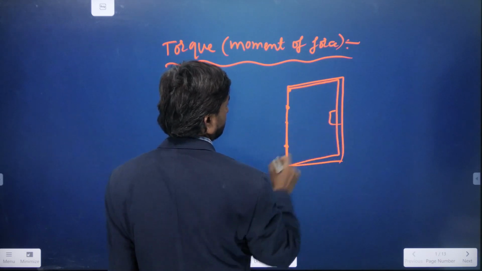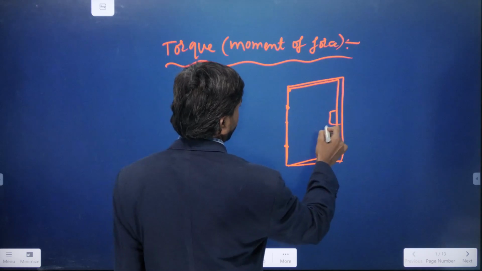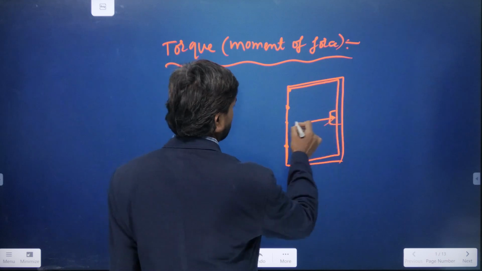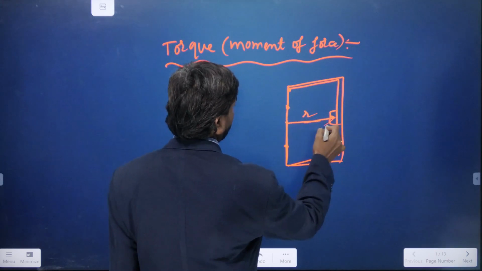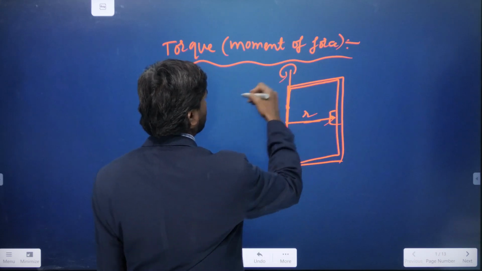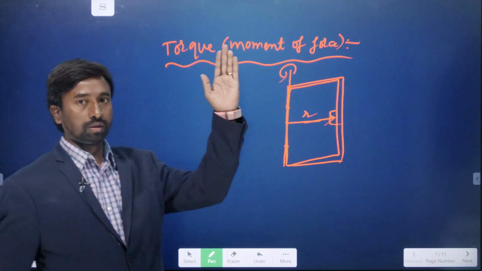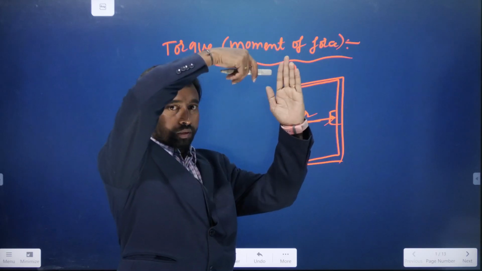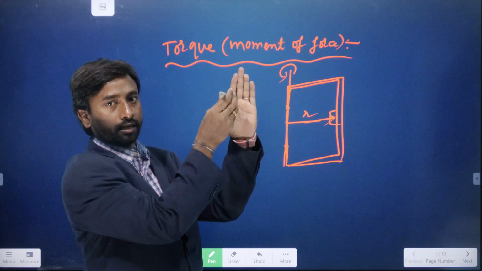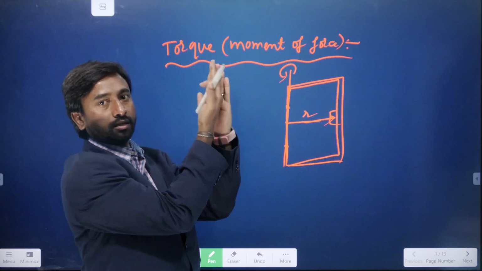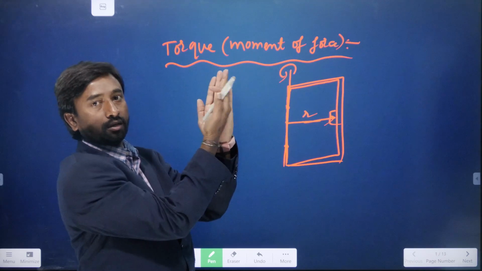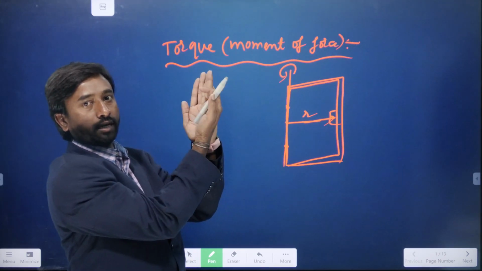Here the handle is there, and we apply the force perpendicularly. Let us consider this is a perpendicular distance from the axis. About this axis the door will be rotated. Consider this is the hinges, and the door will open like this, and close.